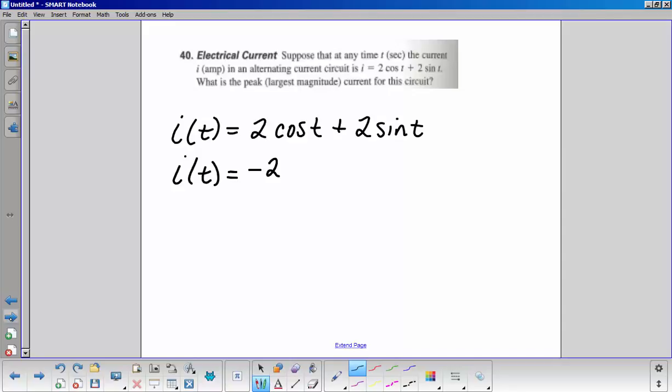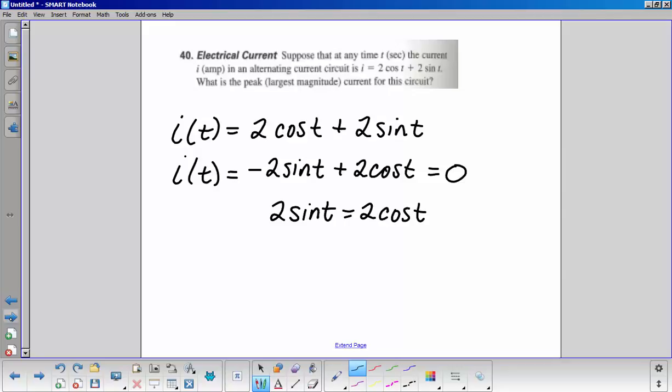Negative 2 sine t plus cosine t. I'm going to set that equal to 0. To solve this, I'm going to move the sine t over and get 2 sine t equals 2 cosine t. I'm going to divide by 2 cosine t. And why am I going to do that? Because I get what on this side? Lo and behold, I get sine over cosine, which happens to be tangent of t equals 1.